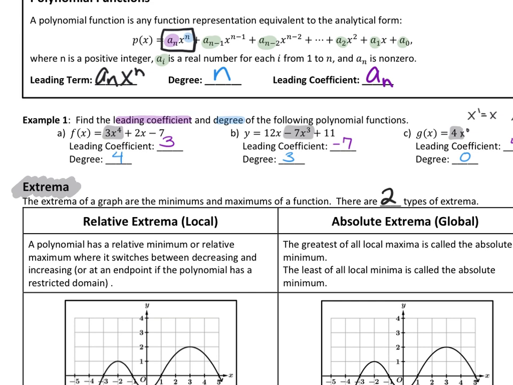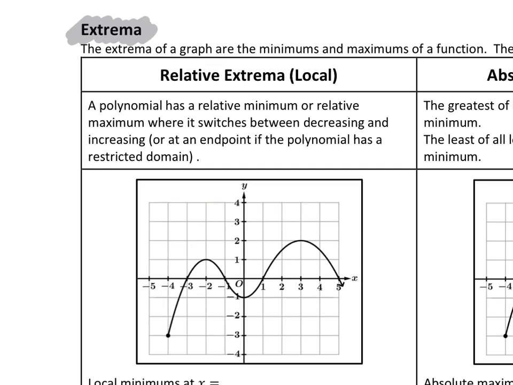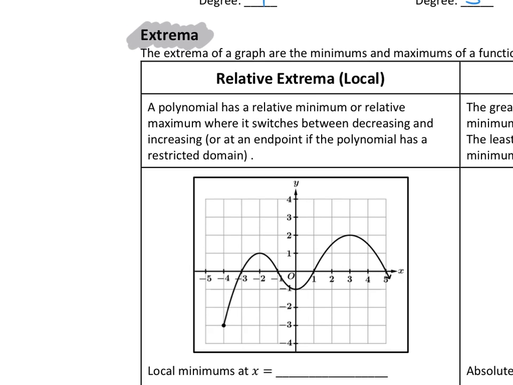So we call them extrema. There are 2 types of extrema. You can have your relative or local extrema, and then you have your absolute or global extrema. Absolute kind of makes sense why it's called that, because it is the absolutely biggest or smallest. Relative or local just means that the polynomial switches between decreasing and increasing, or it's at an endpoint if the polynomial has a restricted domain. Okay, that's a lot of words. Let me tell you what all that means. If we switch the polynomial from decreasing to increasing, what kind of extrema is that?